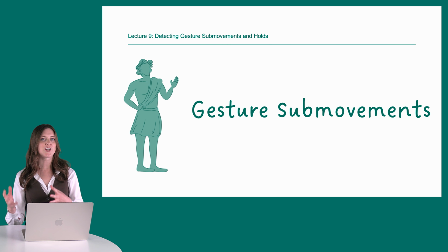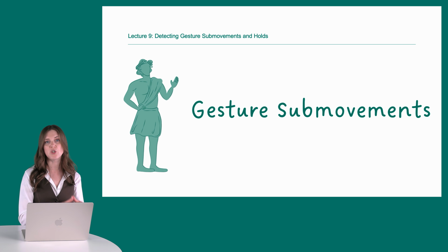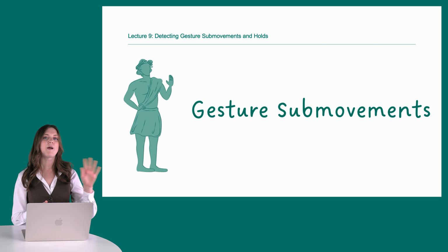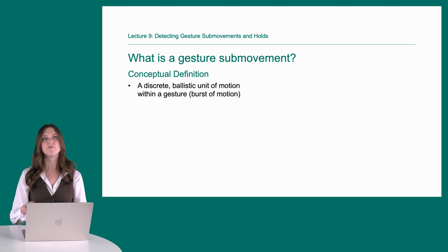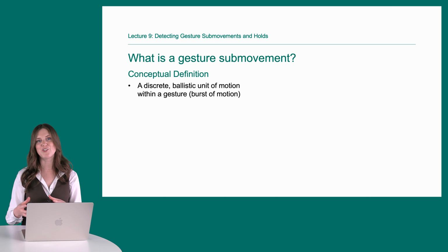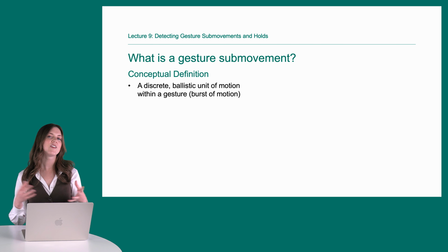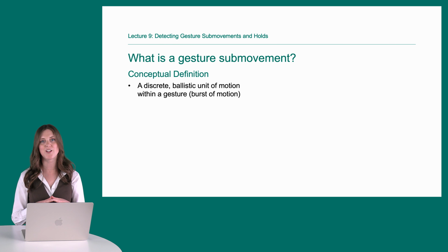So let's start with gesture submovements. This analysis looks at how we can break down a continuous movement signal into smaller movement units. For example, each back and forth movement of a hand waving. First, we'll start with a conceptual definition of a gesture submovement. A gesture submovement is a discrete ballistic unit of motion within a larger gesture. You can think of this as a burst of motion.